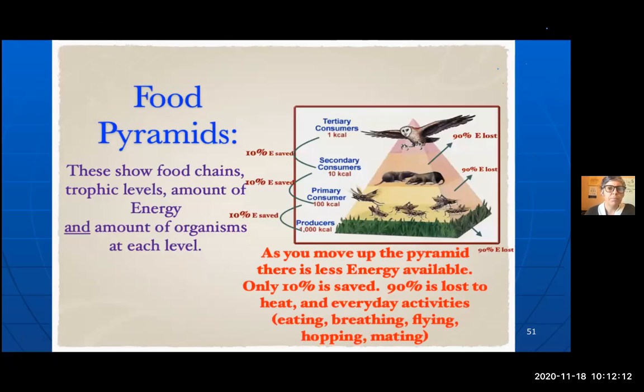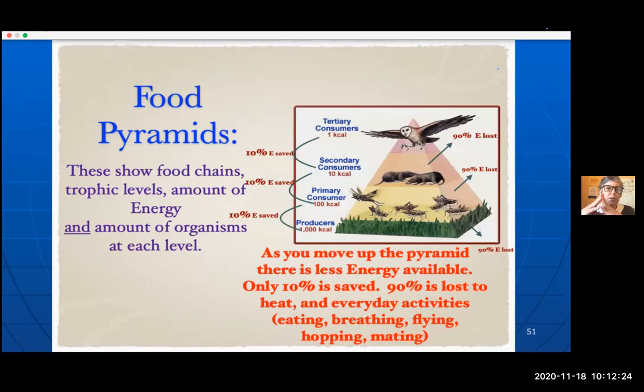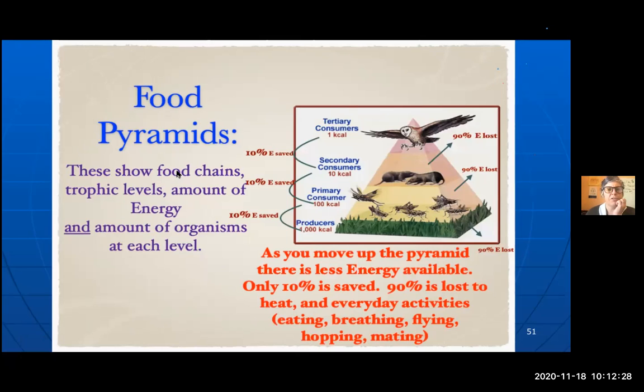So yesterday I had you take notes about what a food pyramid is. And I'm just going to remind you here of the things that we can see in a food pyramid and why it's shaped the way that it is. So the first thing that food pyramids can show is a food chain. So we have grass on the bottom that gets eaten by grasshoppers, that get eaten by shrews, that get eaten by an owl. So this is a food chain going up the pyramid.